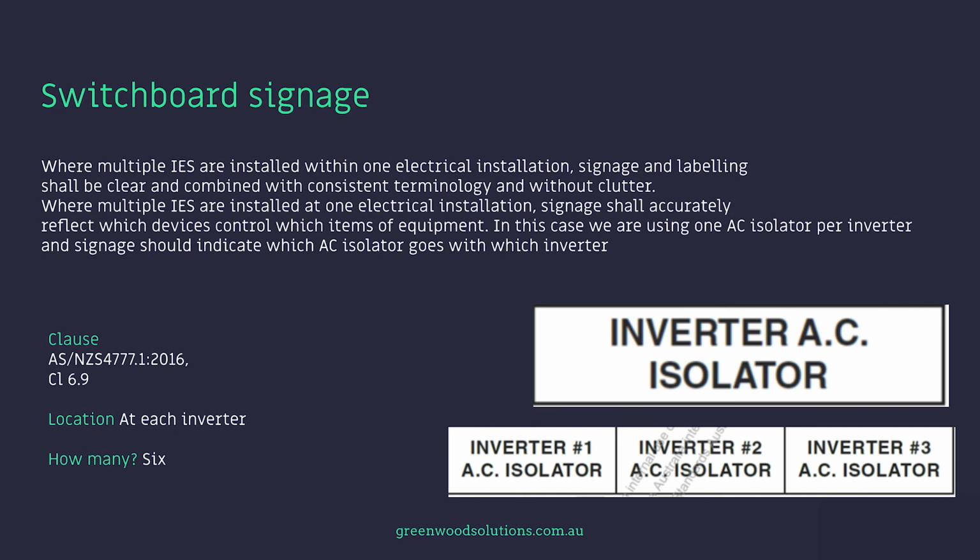Inverter AC isolator. Clause 6.9, again standard 4777.1. At each inverter, there's 6 of the inverters, so you need 6 of them. We're using 1 AC isolator per inverter, and the signage should indicate which AC isolator goes with which inverter. So inverter 1, inverter 2, inverter 3, and so on.